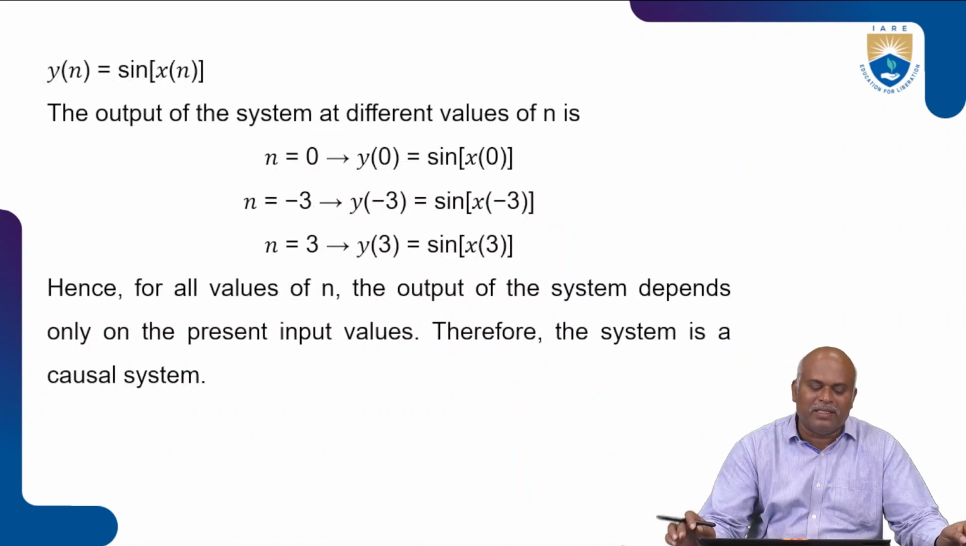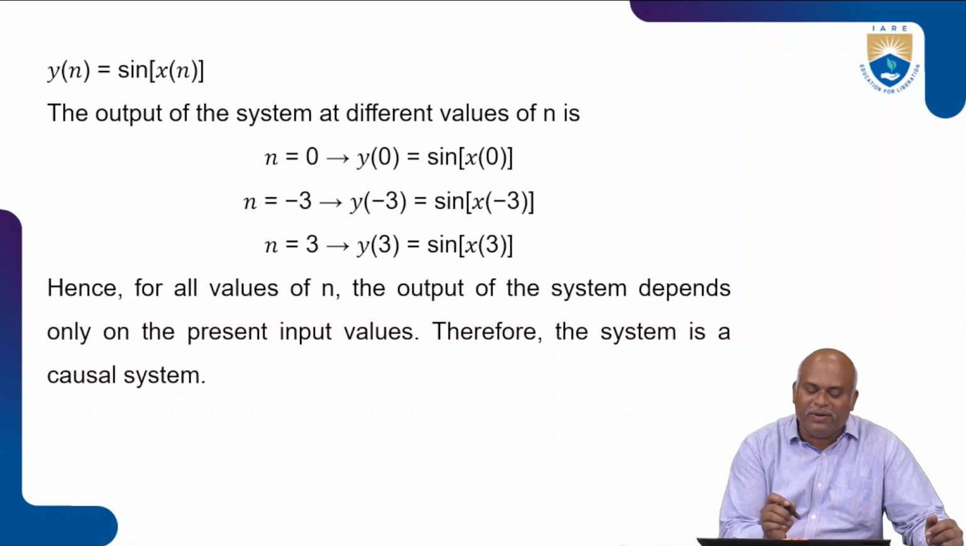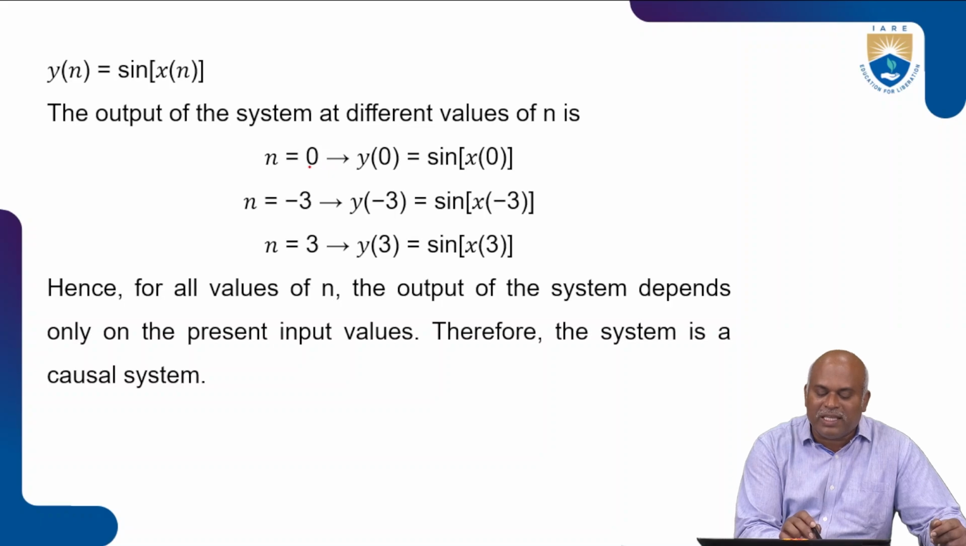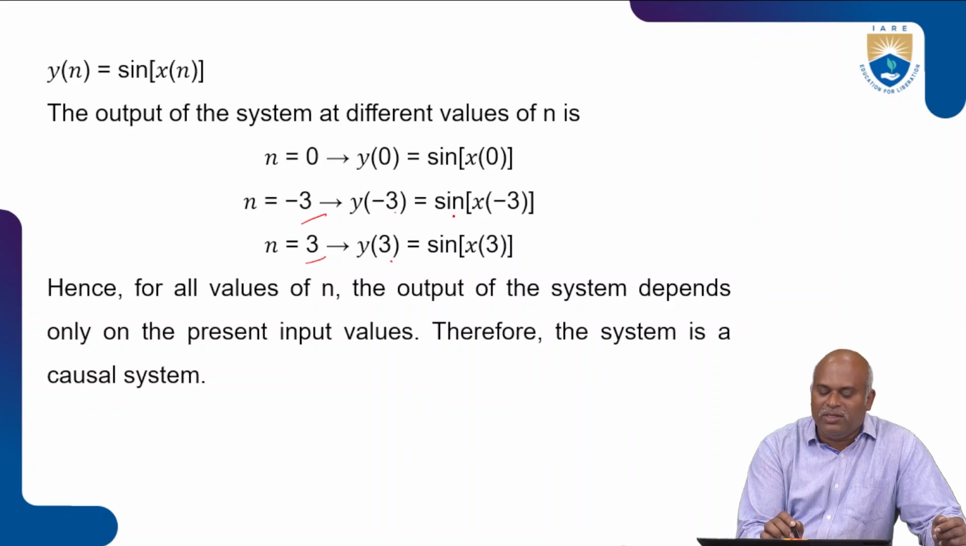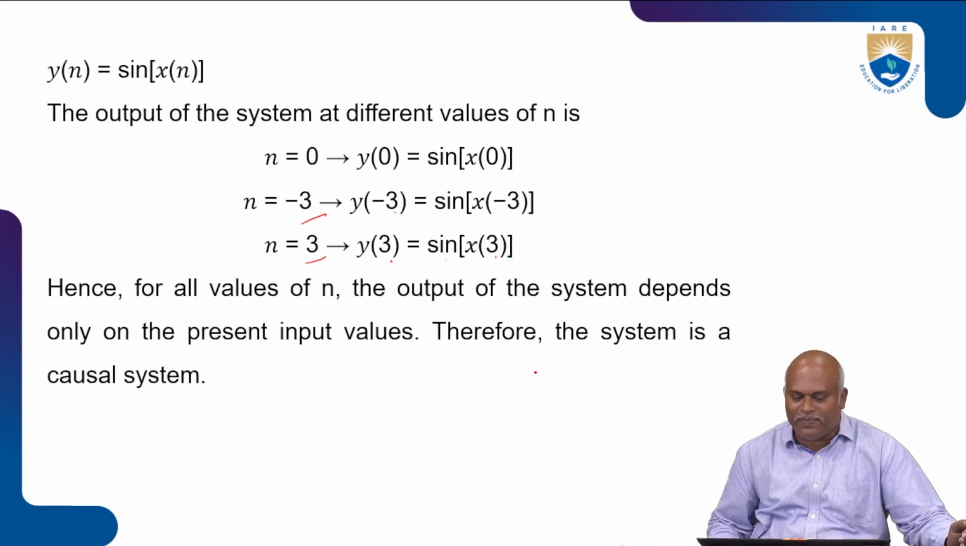Like this, take the sine signal. The output of the system we may give for different input samples at discrete levels: 0, minus 3, plus 3. Then these are y of 0, y of minus 3, y of 3, that is sine of x of 0, sine of x of minus 3, sine of x of plus 3. Now you can see that in all cases, based on what we give, it produces the output. So that is why the system is a causal system.